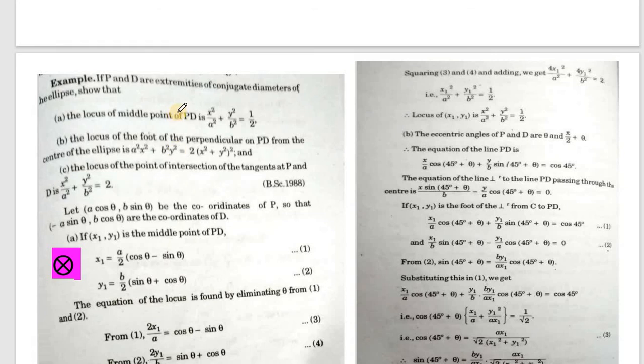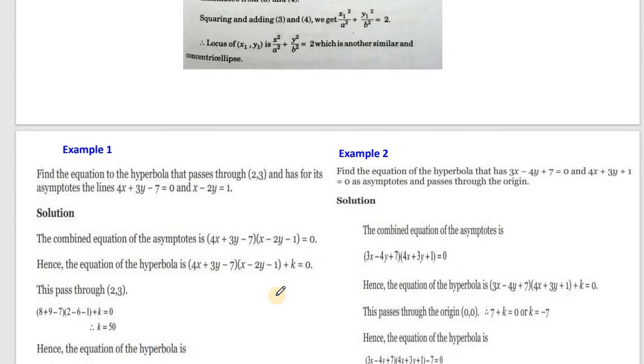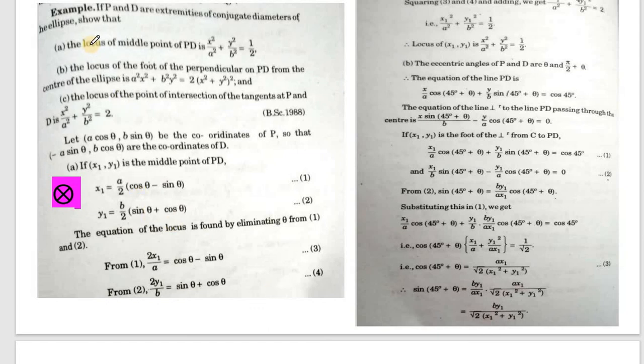If P and D are extremities of conjugate diameters of the ellipse, show that. There are three subdivisions, at least one subdivision can be asked in the exam. For the first one, P and D are extremities of conjugate diameters of an ellipse. That is standard, that is given to you. Which ones? P and D. So the first one, locus of the middle point of PD. So the midpoint of this is something.